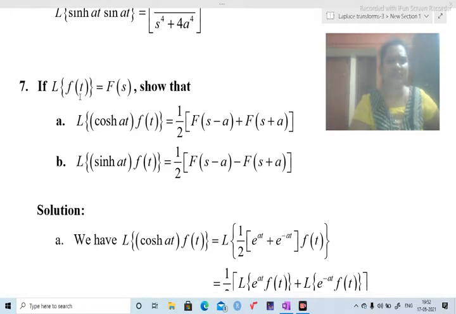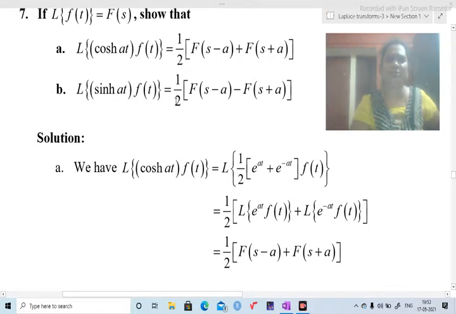Observe, if L of f of t equal to F of s, then show that L of cos hat into f of t equal to 1 by 2 into F of s minus a plus F of s plus a. Similarly, L of sin hat into f of t equal to 1 by 2 into F of s minus a minus F of s plus a. Observe, if cos h is there, plus is there. If sin h is there, minus is there. Okay, now we are going to prove this one.